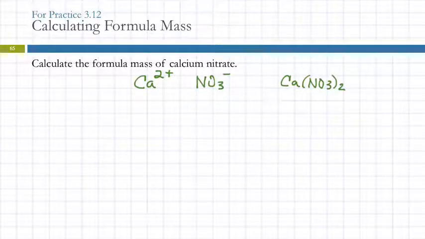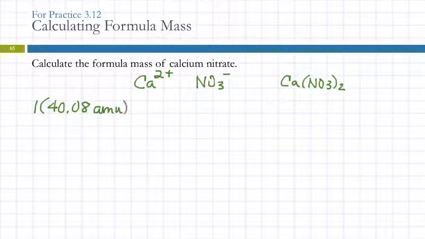Now we can do the problem, calculate the formula mass. What I'm going to do is look up the average atomic mass for each of these elements, and I'm going to multiply them by the number of atoms. So calcium, I have 1 calcium, and the average mass of a calcium atom is 40.08. What would the unit be on that? AMU. We're talking about the mass of 1 atom of calcium, so it would be atomic mass units.